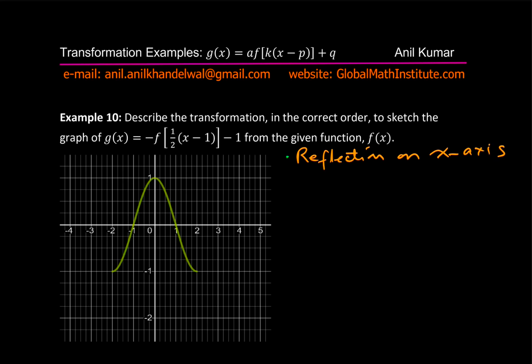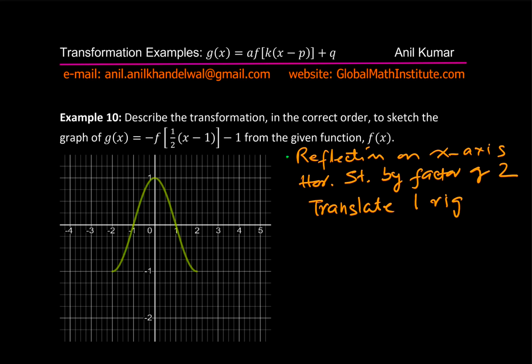The second one is horizontal, let me write in short, horizontal stretch by factor of 2. And then translate 1 unit right. Translate 1 down. So those are your transformations. Clear? Have a good look at it.